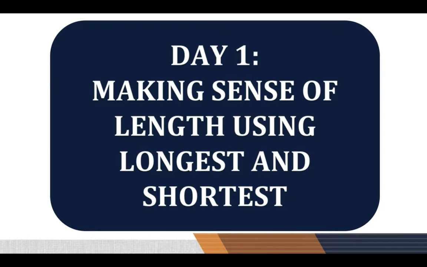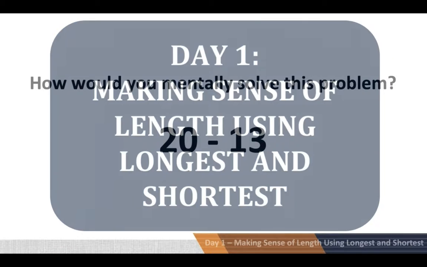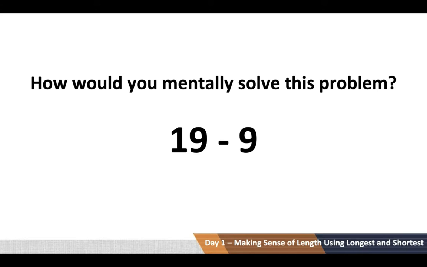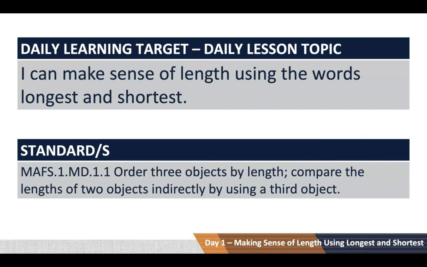Making sense of length using longest and shortest. Let's solve in your head. 20 minus 13. Pause if you need to. You should have 7. 19 minus 9. You should have 10.